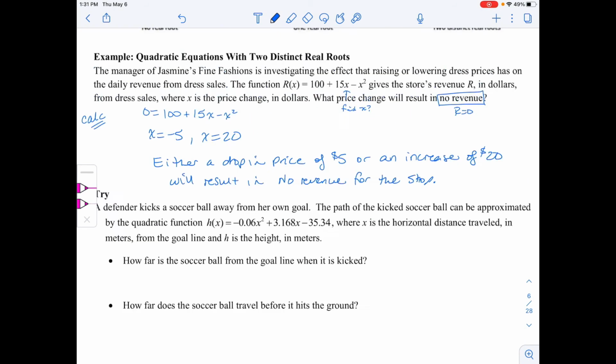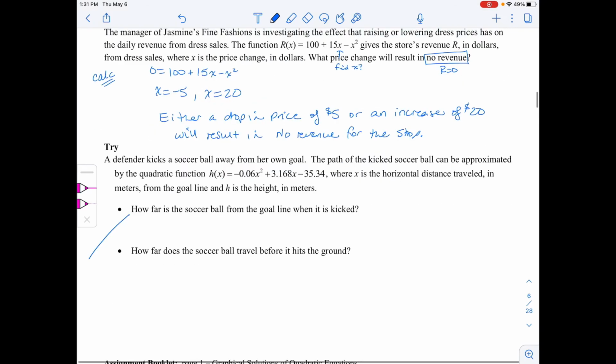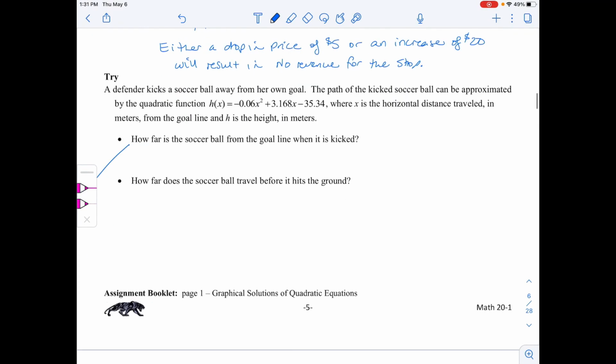In the interest of time, I'm going to skip this last question for now, but hopefully that is a little bit of help for how to use our graphing calculator to solve for roots of an equation. Good luck. Make sure you look at the printout and have a look at which questions you should do for the lesson 1 assignment.